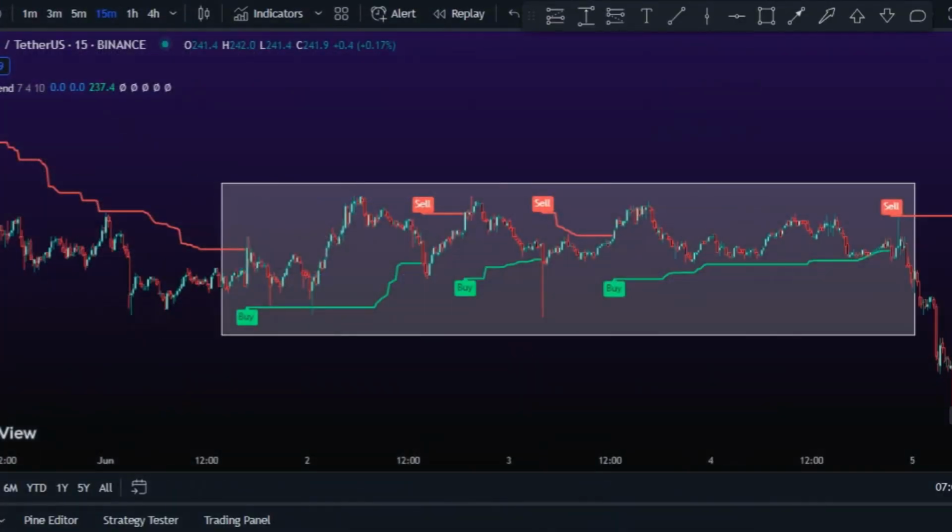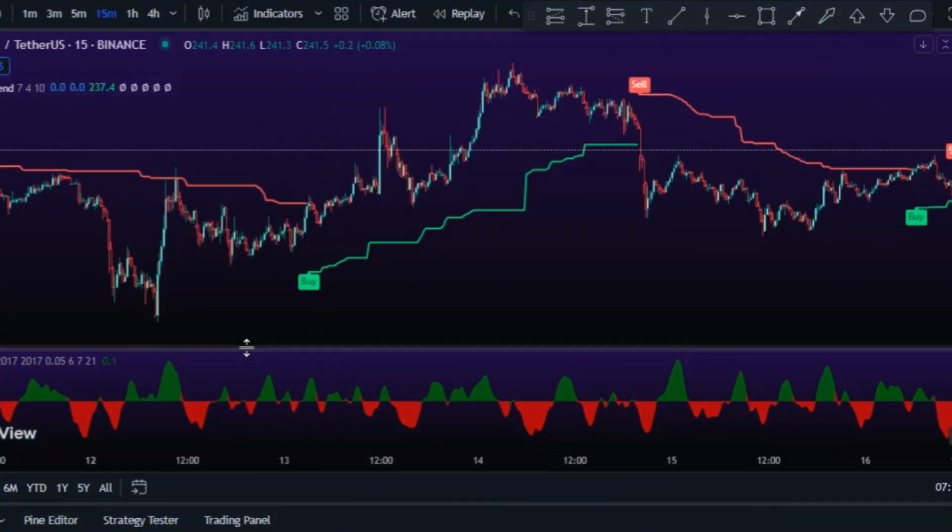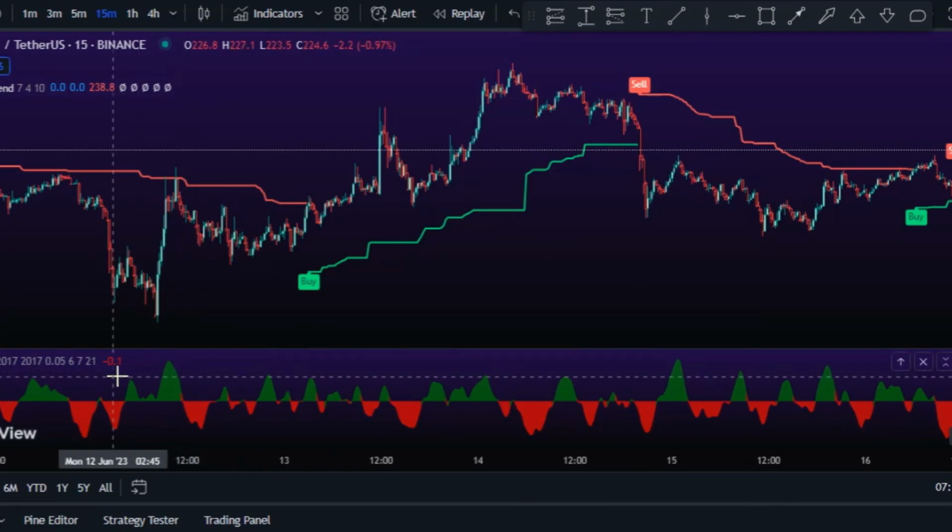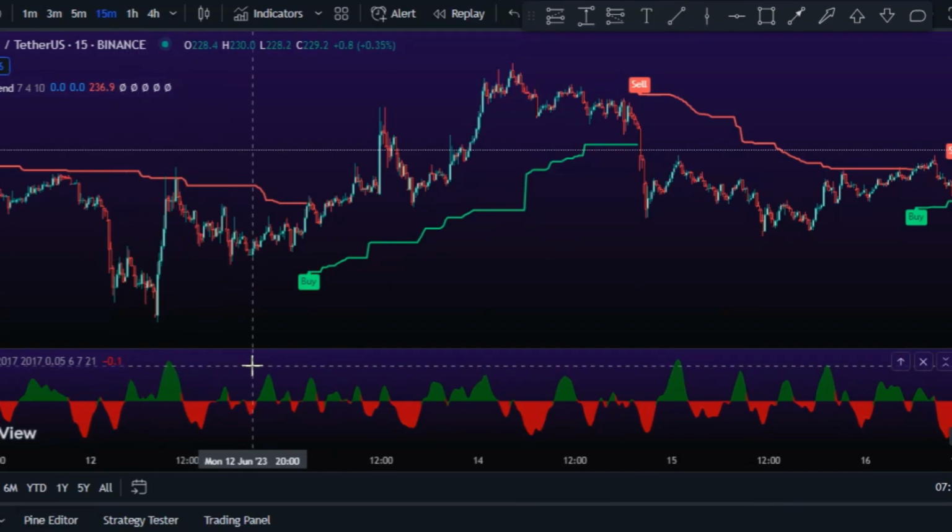Okay, the next indicator we'll add to the chart is called weakness DHA. This indicator will help us filter out weak signals during periods when the market is consolidating. The weakness DHA indicator will be a useful addition to help make our signals more reliable.